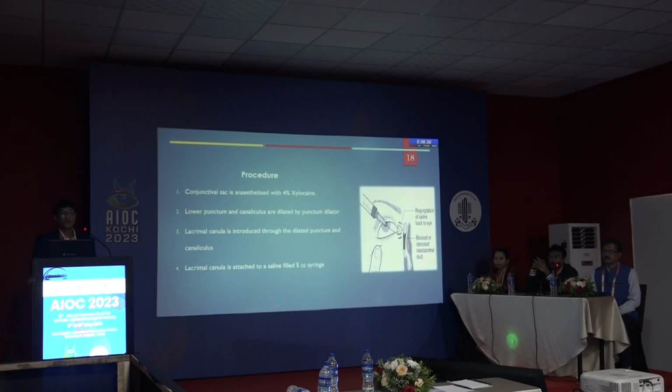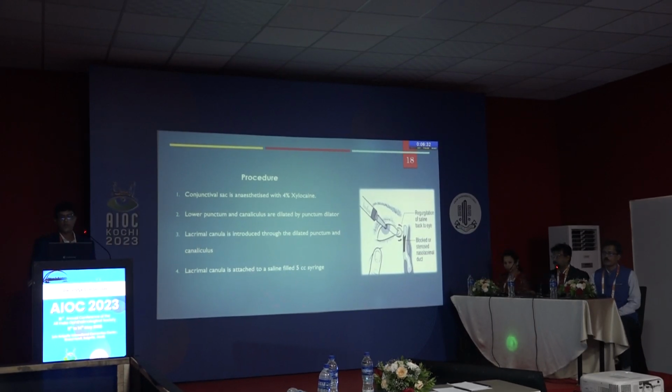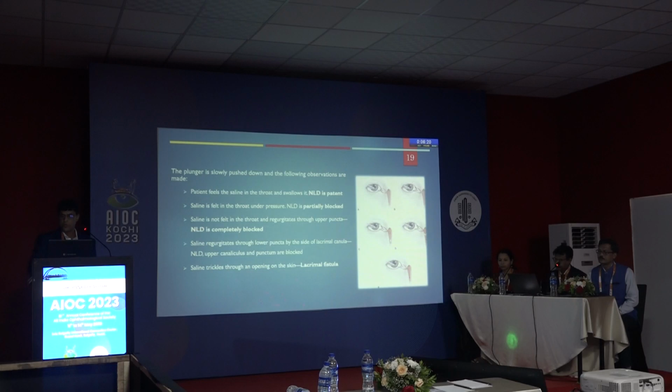So here is the procedure: the conjunctival sac is anesthetized with 4% xylocaine or paracaine. The lower punctum and canaliculus are dilated by a punctum dilator. A lacrimal cannula is introduced into the dilated punctum and canaliculus, and the cannula is attached to a 5 cc syringe with normal saline. After slowly pushing down, the following observations can be made.